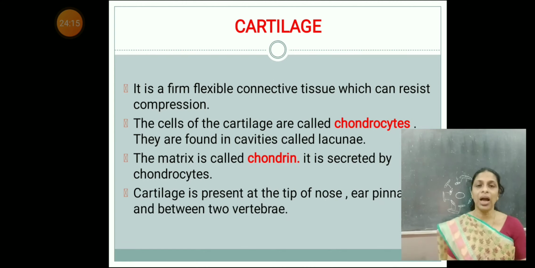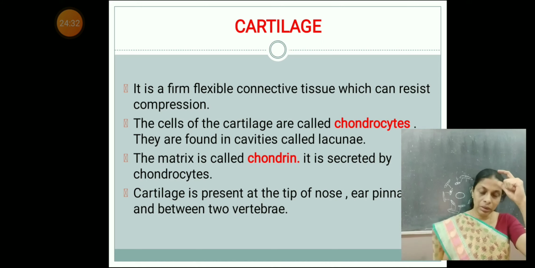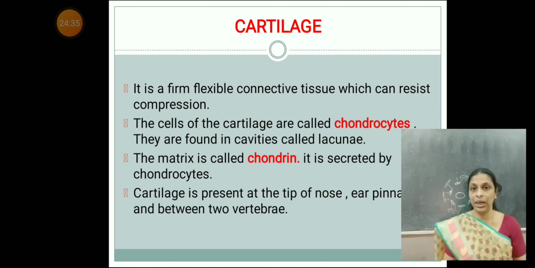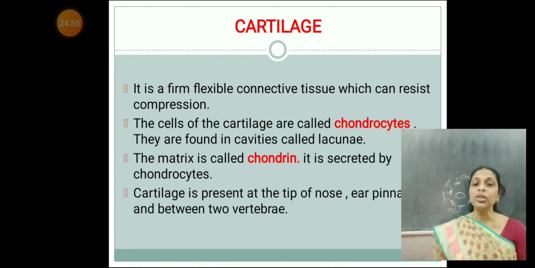Hope it's clear. So these are the main characteristic features of a cartilage. Now, where do you find the cartilage? Cartilage is found at the tip of the nose. It is found at the ear pinna, and it is also found between certain bones. It is found between vertebrae. The vertebral column has a number of small pieces. Each one is called a vertebra, and between the vertebrae also we find cartilage. It is because of the cartilage present between the vertebrae that we are able to bend, isn't it? If it was completely made up of bone, then we wouldn't be able to bend our back. We are able to bend because of this cartilage present between the vertebrae. Hope it's clear. So that is all about cartilage.